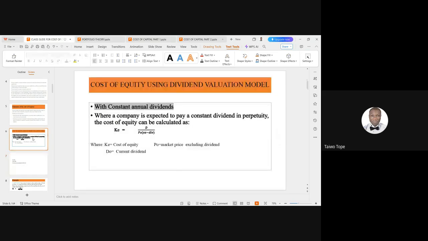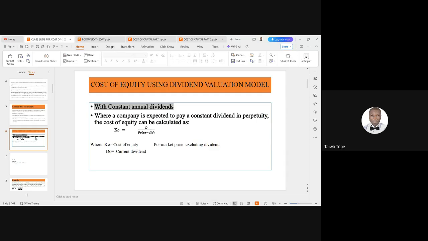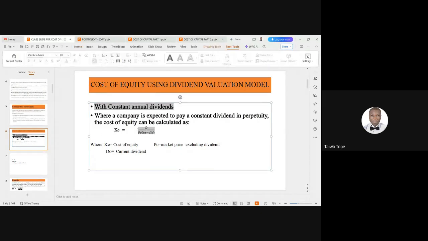So for us to determine cost of equity using dividend valuation model, we have a situation whereby you can have a growing dividend and you can have a constant dividend. So where you have a constant annual dividend, the dividend is fixed year in, year out. We have a formula to adopt. So where a company is expected to pay a constant dividend in perpetuity, when we say in perpetuity, it means till infinity. There is no definite time that constant dividend will stop. So when a company is expected to pay a constant dividend in perpetuity, the cost of equity can be calculated using this formula, where KE is cost of equity and D is the current dividend and P is the market price excluding dividend.